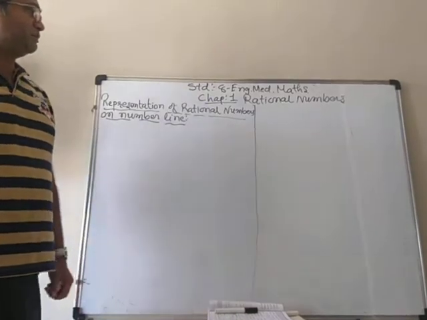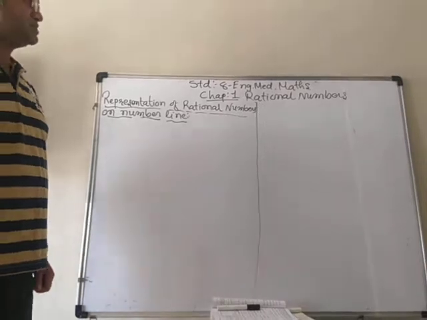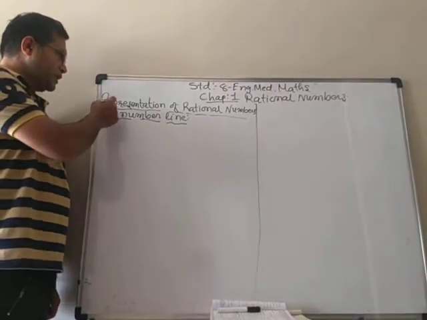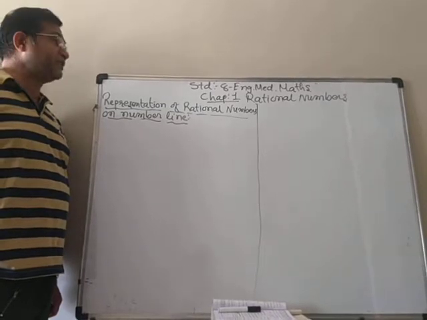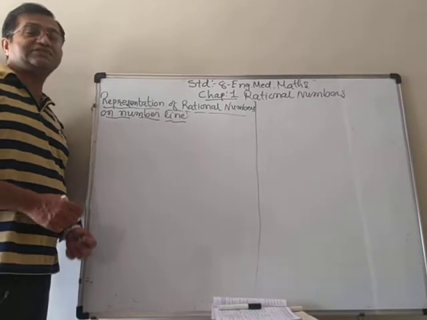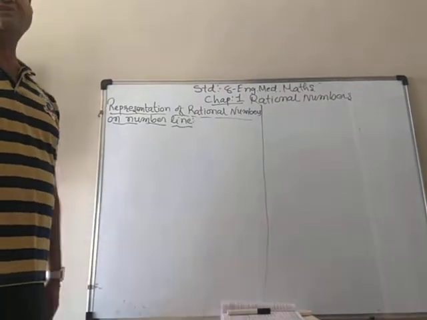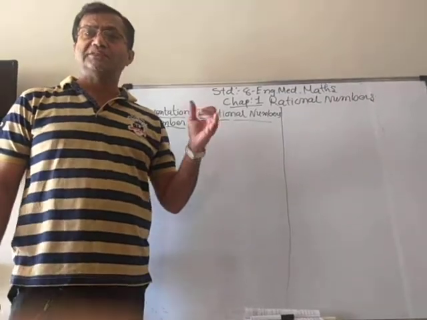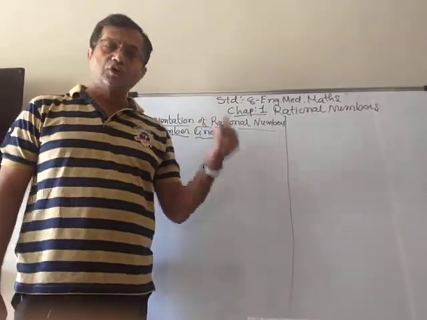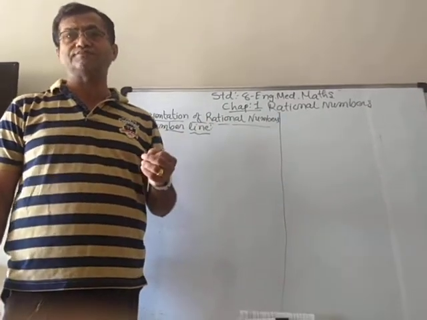Standard 8 English Medium. We are going to continue chapter number 1, rational numbers. Now today we are going to learn how to represent rational numbers on the number line. In lower standards, you already learned how to represent natural numbers, whole numbers and integers on the number line.